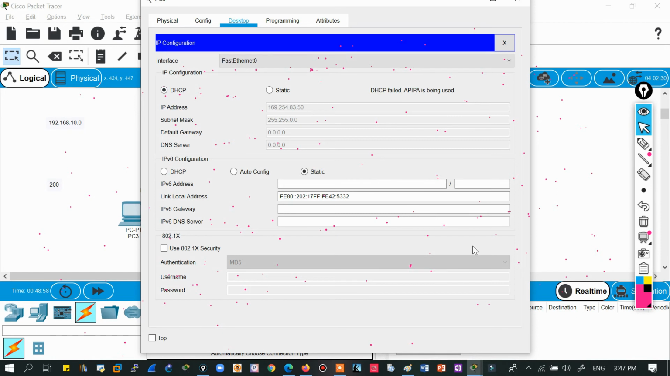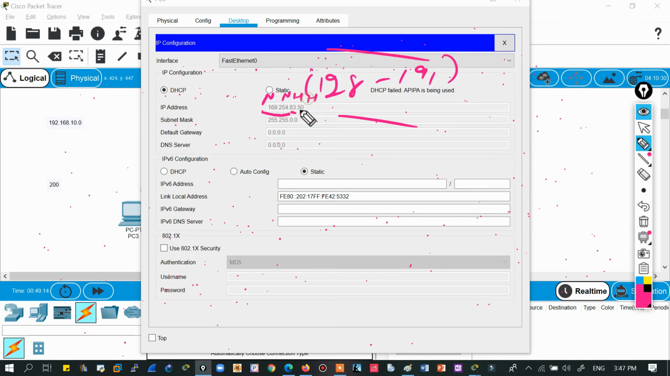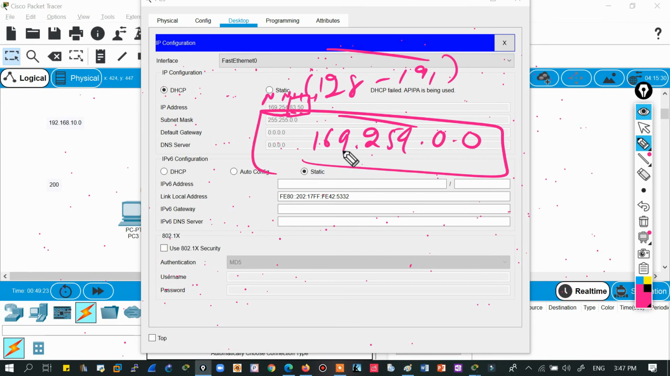Okay, so you can see this is the IP 169.254.83.50. This is class B. 169 lies in which range? 128 to 191, which is class B. Class B means 2 network parts and 2 host parts. So this is the host part. It means the network ID should be 169.254.0.0. So this network ID is given to all of the devices.